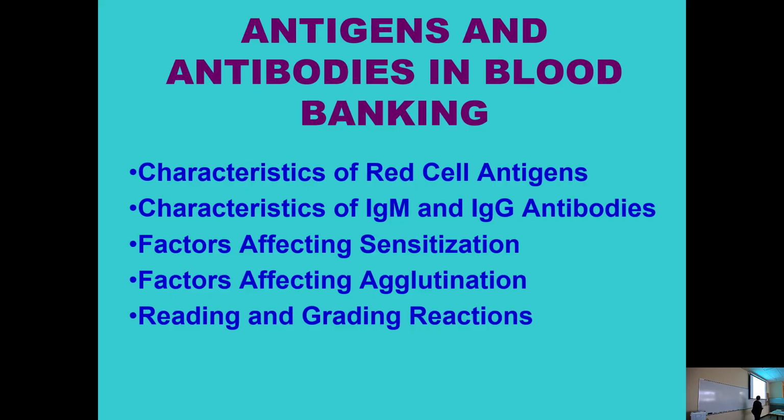So, antigens and antibodies in blood banking. This is the core of everything we're doing in blood banking. We're doing antigens and antibodies on the red cells and in the plasma. So we're going to talk about characteristics of red cell antigens, characteristics of IgM and IgG antibodies, factors affecting sensitization versus agglutination, and reading and grading reactions.